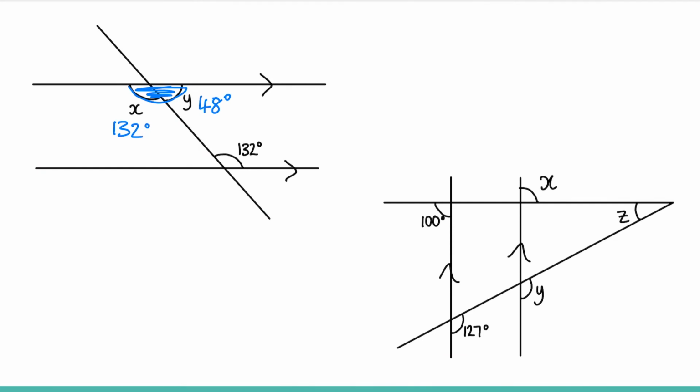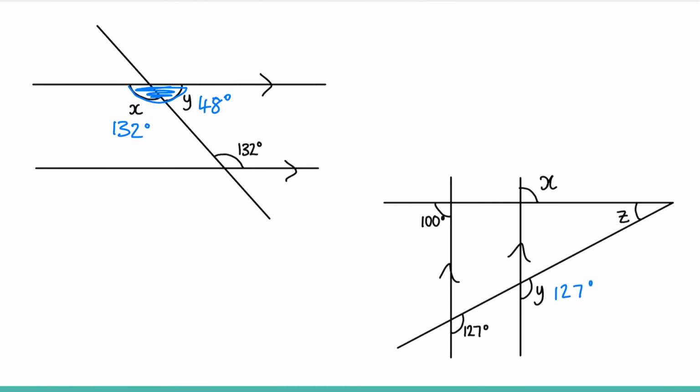Looking at the bottom question, we're again looking for those different shapes, the Z, the F and the C, and we can see here that we have an F shape. It's like sideways, and if this is 127, therefore this one here should also be 127. So Y is 127 degrees.